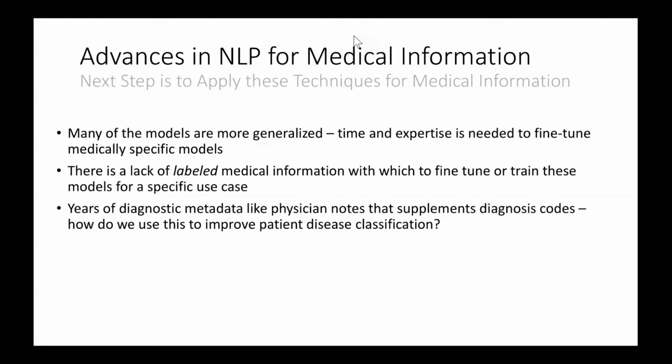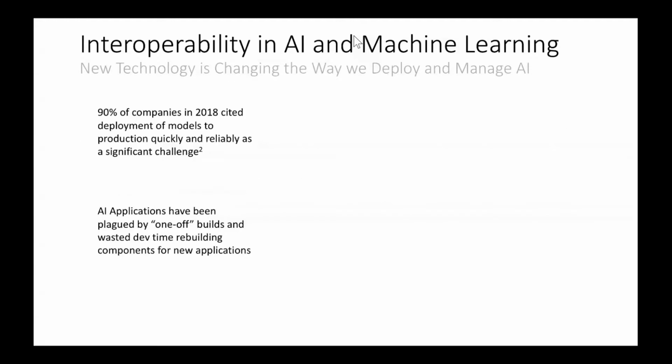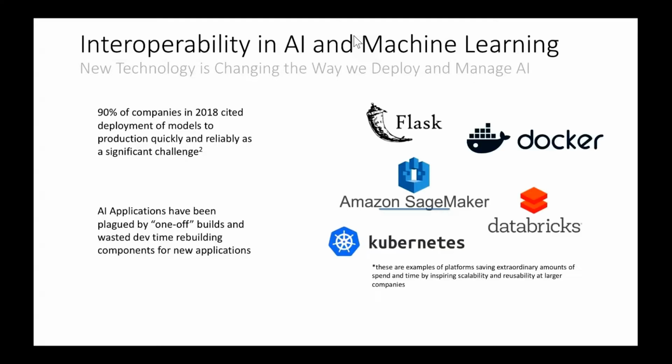And the last thing I want to talk about is interoperability, not only in the data itself, but in AI and machine learning. New technology is really changing the way we think about and deploy AI. 90% of companies in 2018 cited the deployment of models to production quickly and reliably as a significant challenge. And especially within large companies, AI applications and a lot of services have been plagued by one-off builds, essentially building an application to serve a need, but not thinking about scalability or reusability when building that application, that model, or that service.